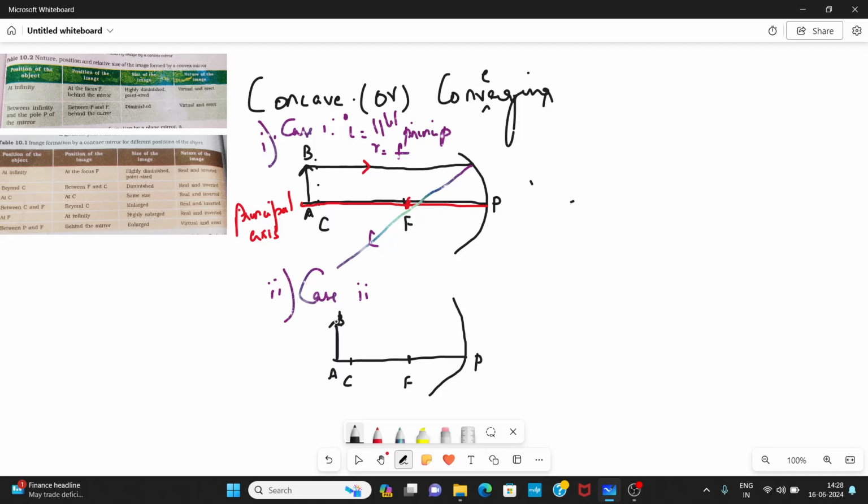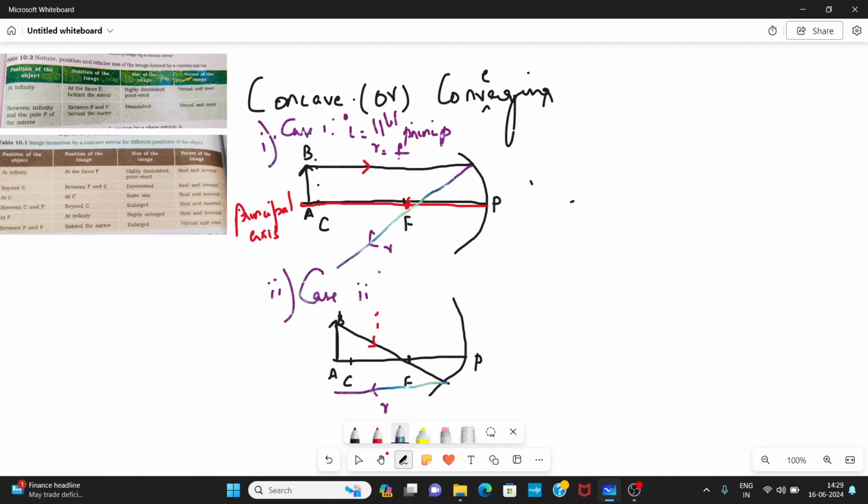So from this object, I'm considering the incident light passing through the focus. This is my incident light. So how will my reflected ray be? Your reflected ray will be parallel to your principal axis.